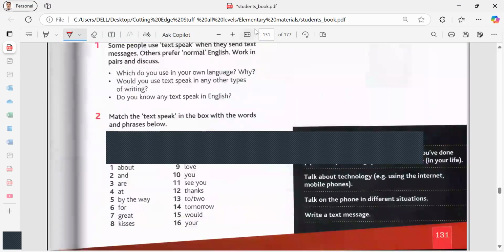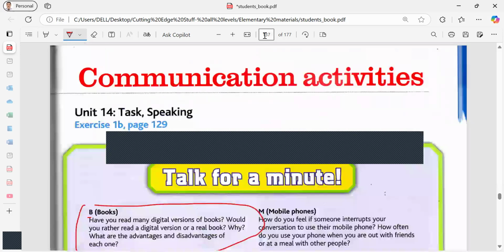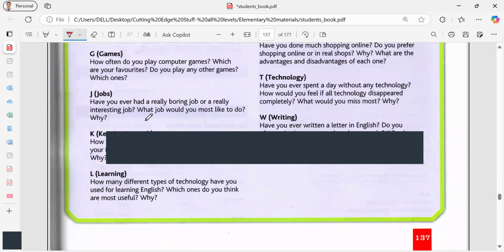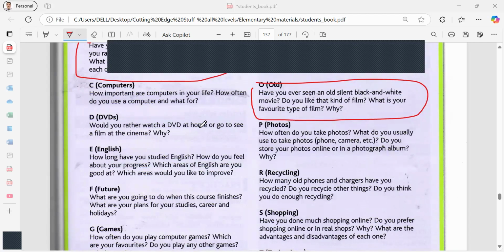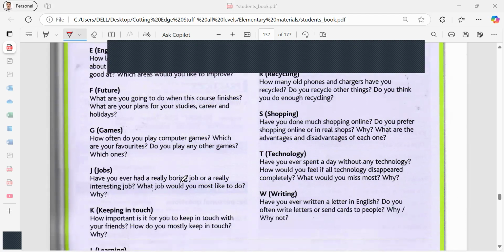Unit 14, recording 3. Okay, well, I'm going to choose the letter M. M is mobile phones. Okay, mobile phones. That's good. What are the questions? How do you feel if someone interrupts your conversation to use their mobile phone? And how often do you use your phone when out with friends or at a meal with other people? Okay. You've got 1 minute to talk about those questions. 1 minute? That's a long time. Okay, 1 minute starting now.